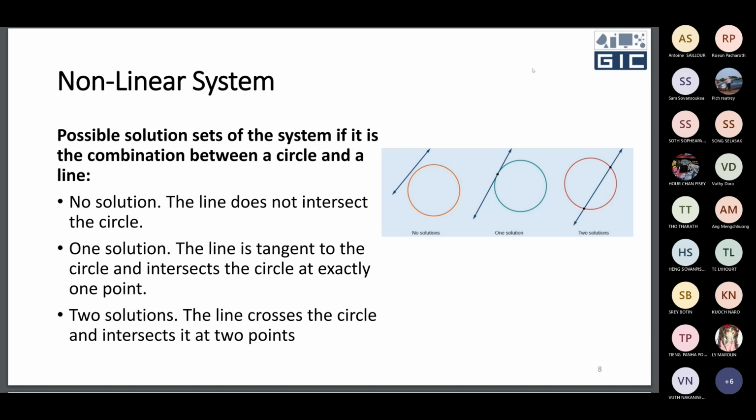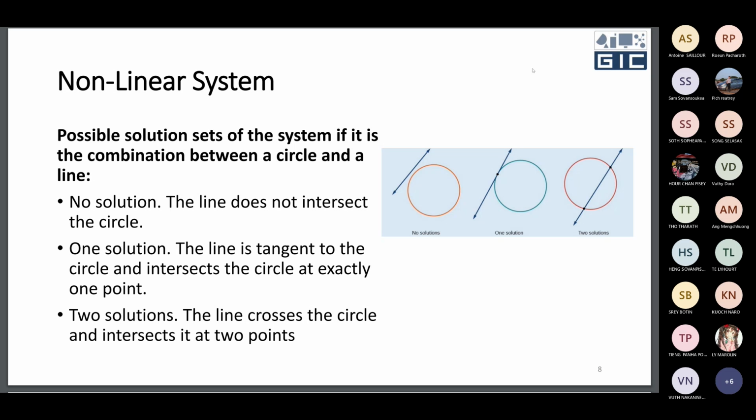Possible solutions of the system if our system is a combination of a circle and a line. Previously, you have known the parabola. In the parabola, you have only one variable with a higher degree or exponent. But in this case, a circle, how do you construct a circle? So in this case, it's the same as the parabola. You have three different solutions.